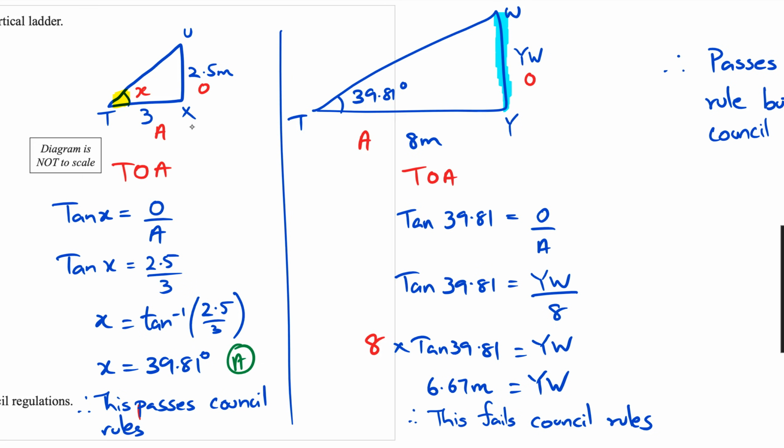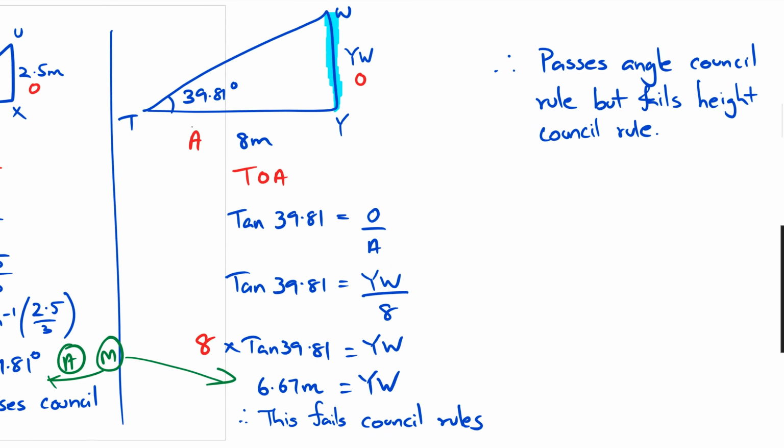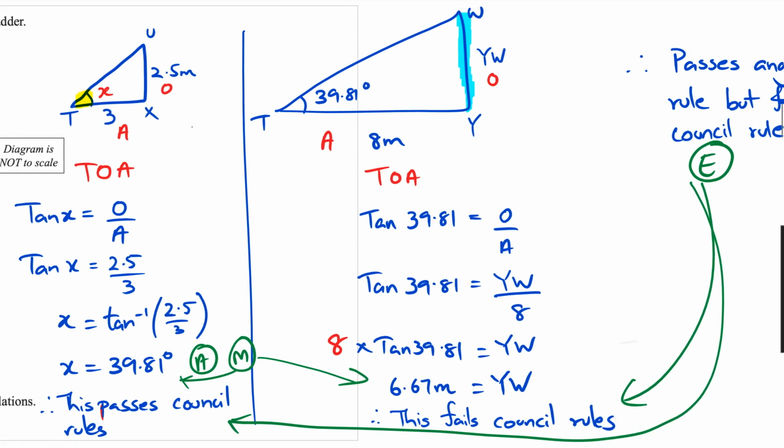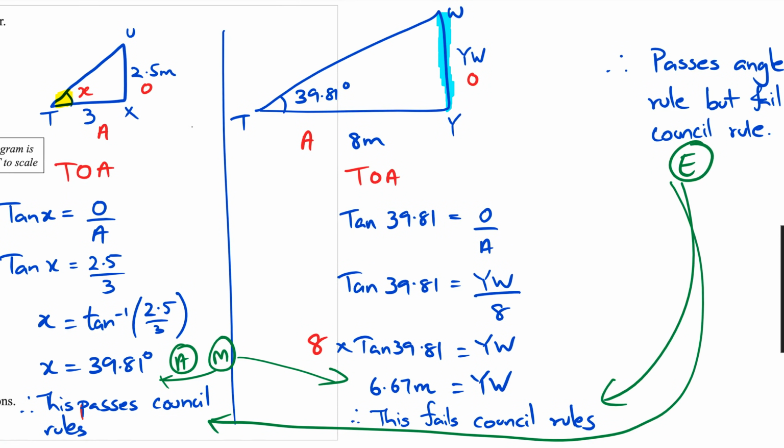For merit, you need both the angle and the height. All right, that's what's needed for both. And then clear working shown and an overall conclusive statement. And excellence is this part here, writing those statements, which was here and that one there, when we wrote how it passes the council rules.